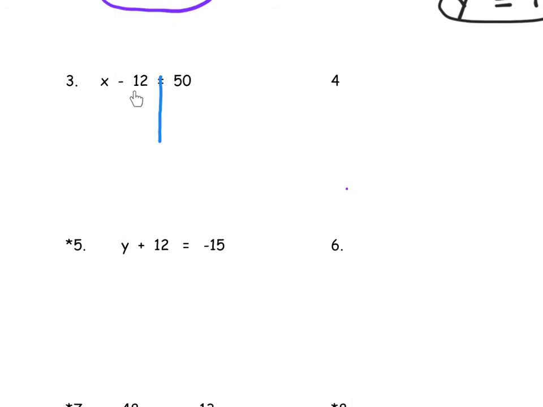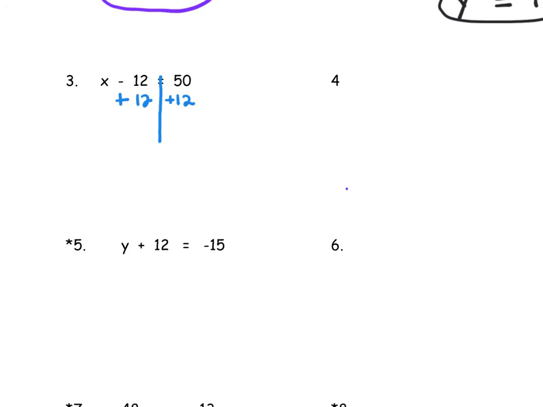I need to undo minus 12. So I'm not trying to undo 50. I'm trying to basically get rid of minus 12 because I want to isolate that variable by itself. So the opposite of subtracting 12 would be to add 12. Or if you want to think about this as negative 12, then I need a positive 12. But whatever I put on the left side, I must do exactly the same thing on the right side.